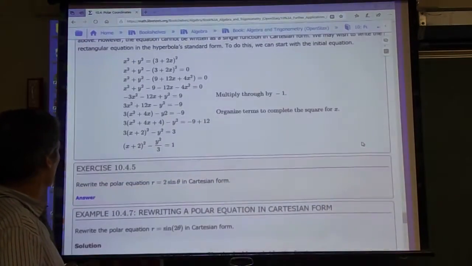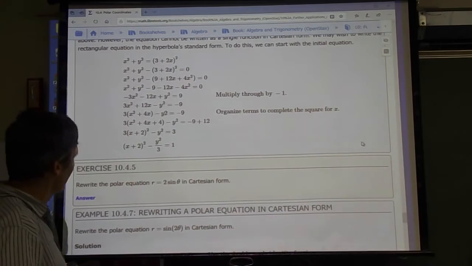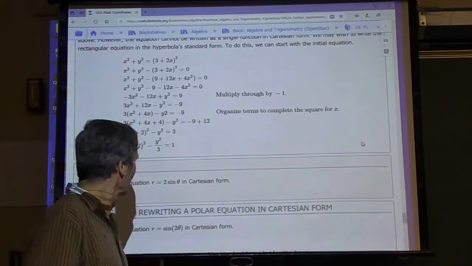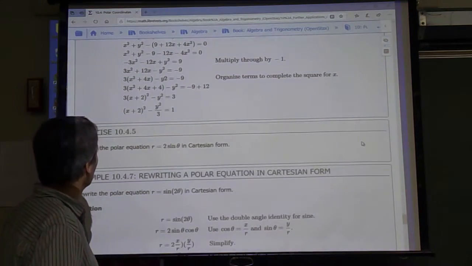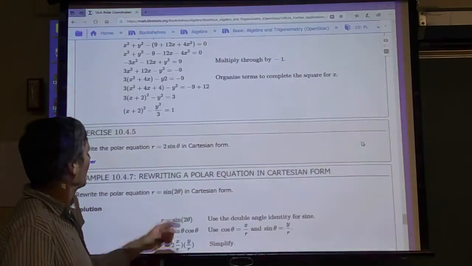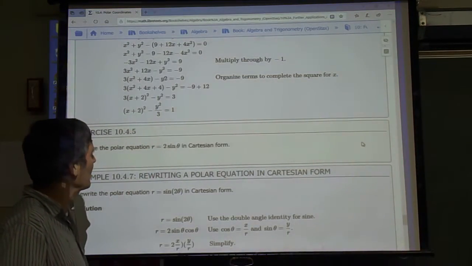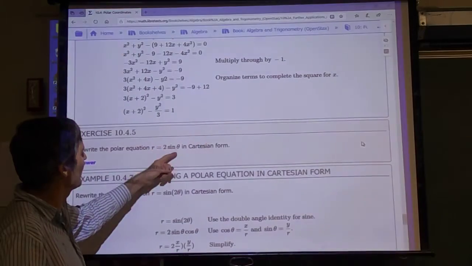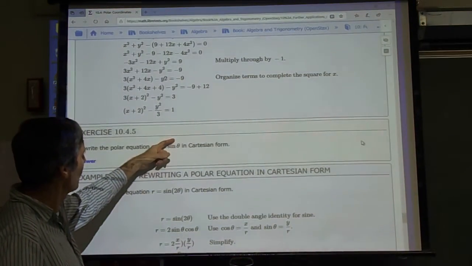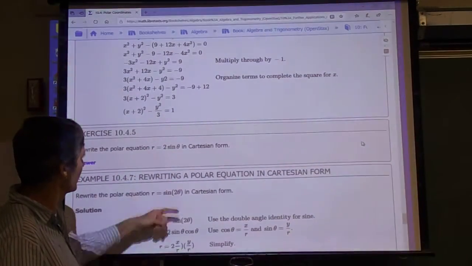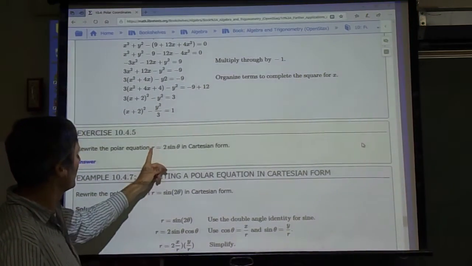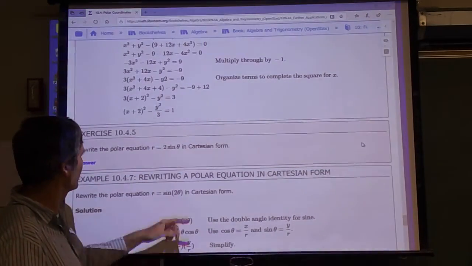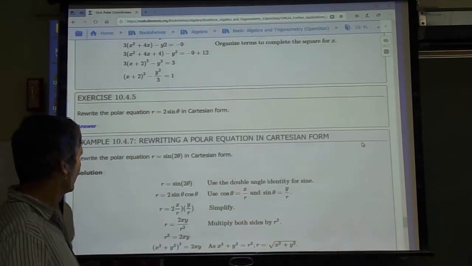All right, well, that pretty well covers what we want from this section. I want to do one more example here. Suppose I have r equals 2 sine theta, and I want to write that in Cartesian form. How could I do that? I could replace sine theta with y over r from the conversion equations. Sometimes it's more convenient just to multiply through by r and get r squared equals 2r sine theta.